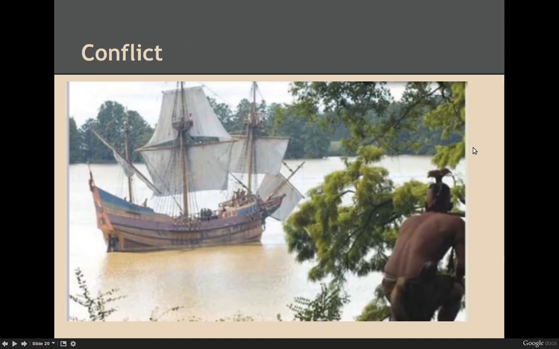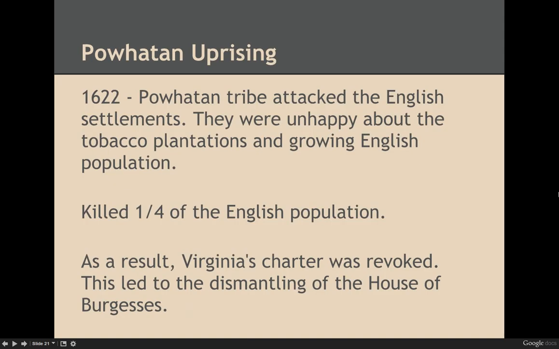Oh, but there is always conflict. Conflict shapes a lot of history. And here we see an English boat, and here we see a Powhatan fella looking at it. This is from a film. And what happened is the Powhatan tribe were witnessing this growth of the English colony, and a lot of the land being taken up for tobacco plantation farming, which is different from subsistence farming, where you grow just enough for yourself. Remember, cash crops use the land to simply generate wealth, not to provide for the owner. So there was an uprising in 1622 where 1/4 of the English population was killed.